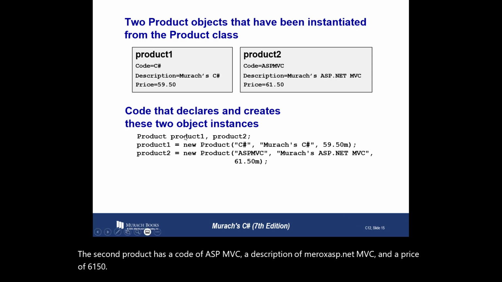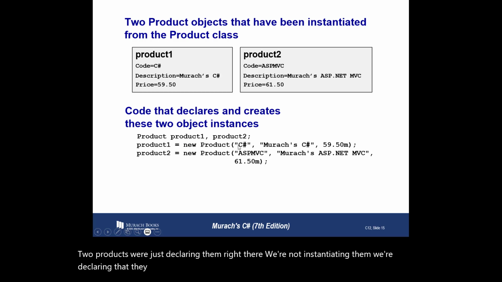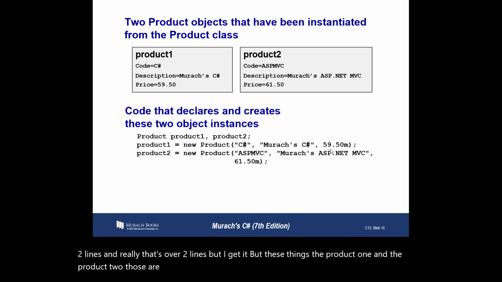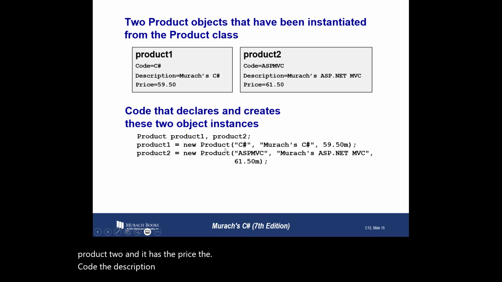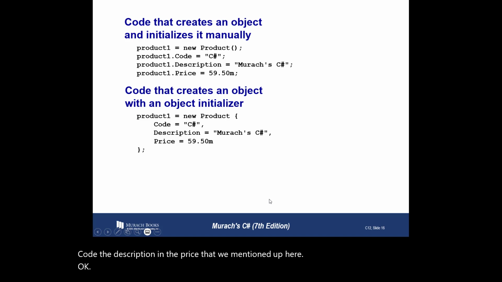Here, this line right here, we are declaring 2 products. We're just declaring them right there. We're not instantiating them. We're declaring that they exist. These 2 lines, and really it's over 2 lines, but I get it. But these things, product 1 and product 2, those are instantiating 2 different products. One named product 1, one named product 2, and it has the code, the description, and the price that we mentioned up here. Okay? All right.